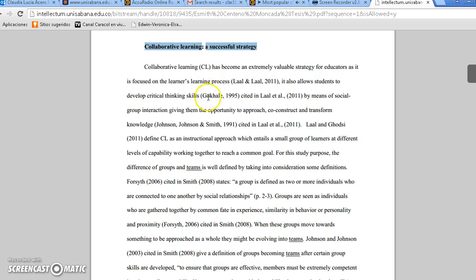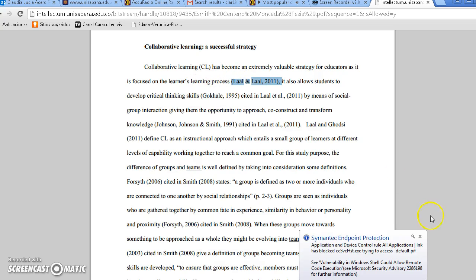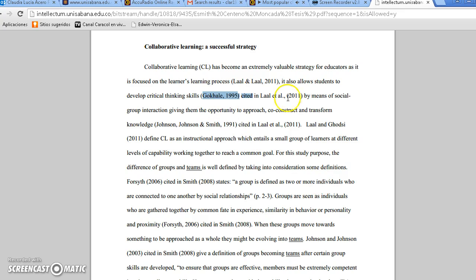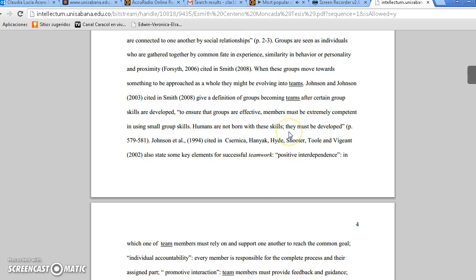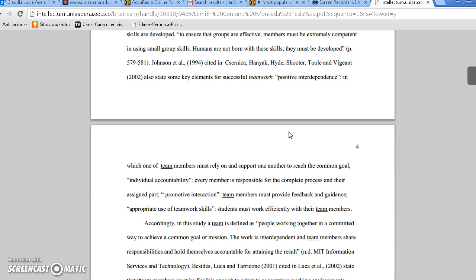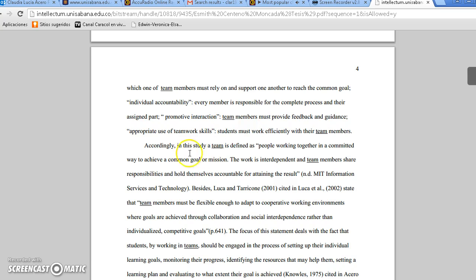their papers. As you are doing, I guess that you understand that you are taking certain authors, and those are the ones that will help us construct and define our ideas. So it's very important to start thinking about the definitions that you will be using for the paper. For this study's purpose, the difference of groups and teams is defined as such. So we have to take certain definitions, and for the paper, we are going to use them. In this study, a team is defined as. That's what you have to do.